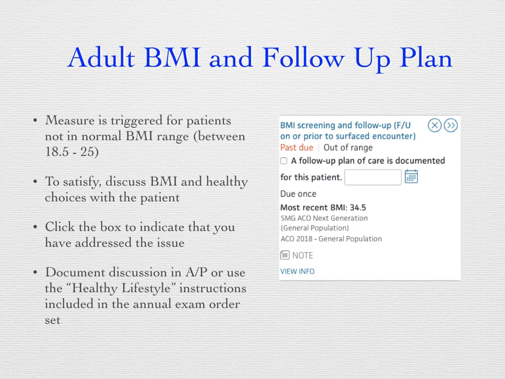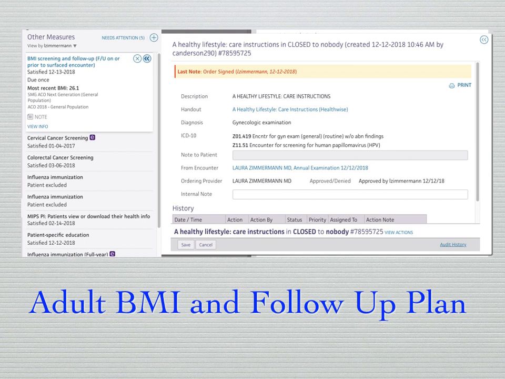We should all be familiar with how to satisfy the adult BMI quality metric. However, as you can see here, if the patient's BMI falls outside of the acceptable range, a box will be generated under the QM tab. You can simply check this box to document that you have discussed the patient's BMI and documented a follow-up plan of care. Here you can see that this BMI quality metric has been satisfied and the care plan has been included for the patient's review on his or her portal.